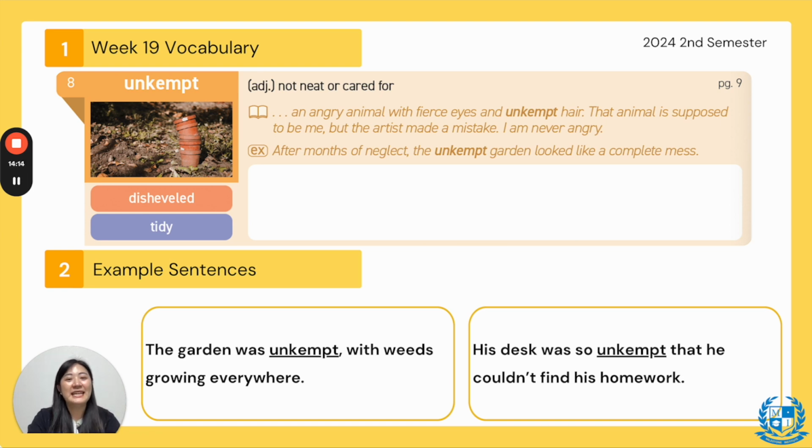It says, his desk was so unkempt that he couldn't find his homework. So imagine you're at your desk and you're trying to do your homework, but you don't even know where your homework is because your desk is so dirty. That's a sign for us to start cleaning. We don't want to have an unkempt desk.